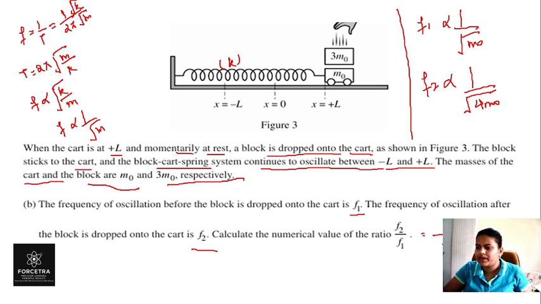So it would be root 4 m0 upon root m0 in the numerator. So when you solve it, it would be 1 upon 2. Is this clear? Yeah, that makes sense.